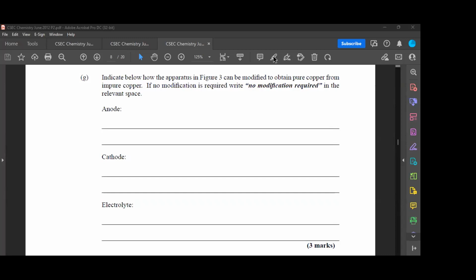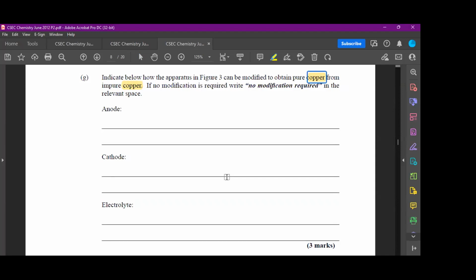Remember, they asked you specific copper question, so you have to answer the specific question. So you could use strips of impure copper. Yes, so the impure copper at the anode. And we could use pure strips of copper at the cathode. Yes, a pure strip of copper.